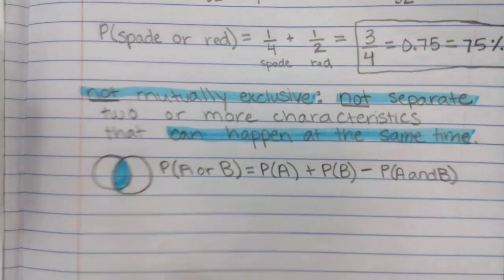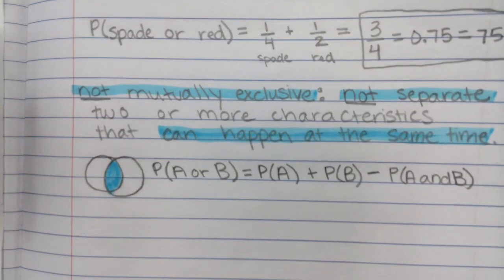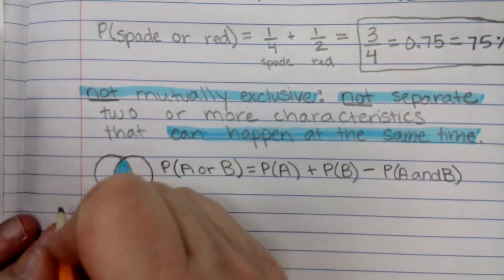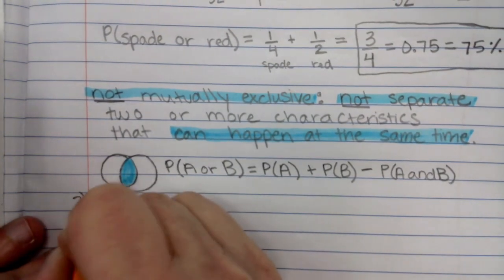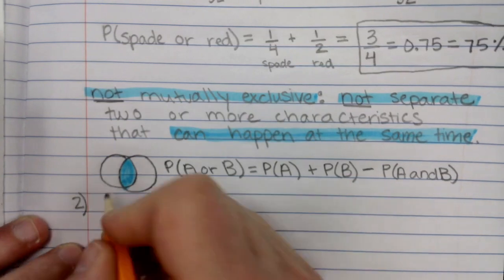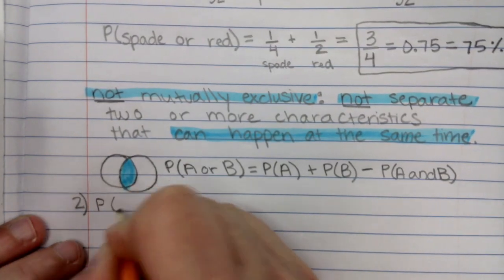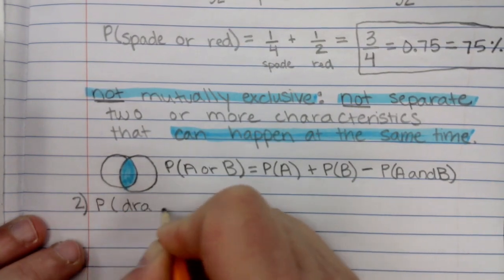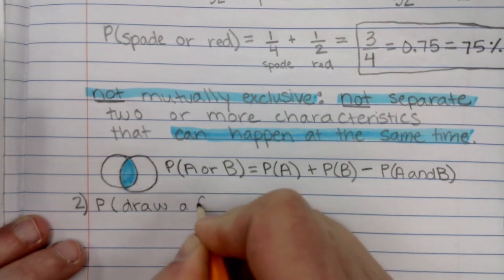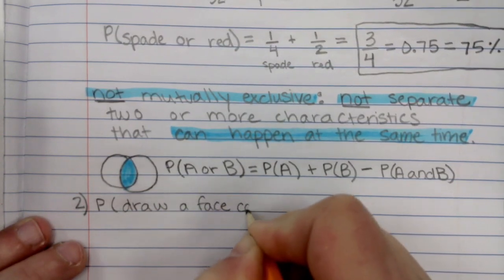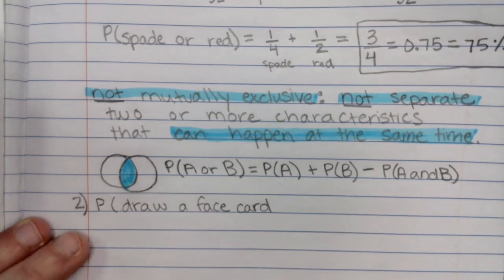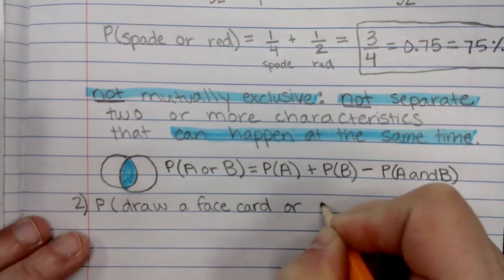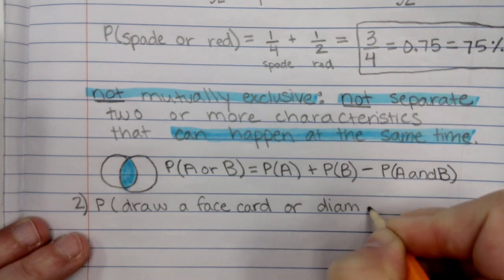All right, so here's our example number 2. We're going to draw a card, and I want to know what is the probability that I draw a face card or a diamond. Probability that I draw a face card or a diamond.